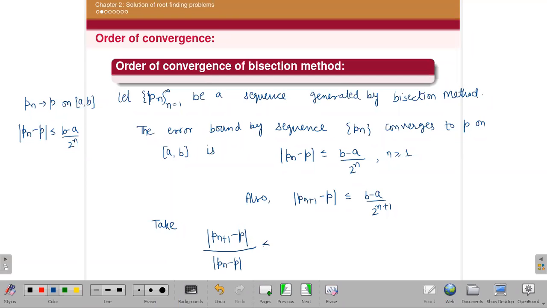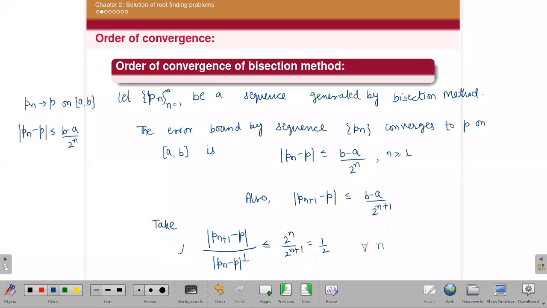It will be less than or equal to, if I write this on the right hand side, B - A will get cancelled. So you will get 1/2^(n+1), and 2^n will come in the numerator, so it is 1/2. Here you can see this is raised to power 1, this is alpha equal to 1, and it is less than or equal to 1/2 for all n. For all n it is true.